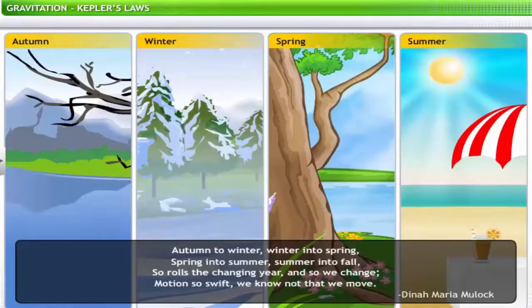The changes in seasons have inspired a lot of poets. But scientifically speaking, do you know how the phenomenon of changes in the seasons can be explained? It's all connected to planetary motion.